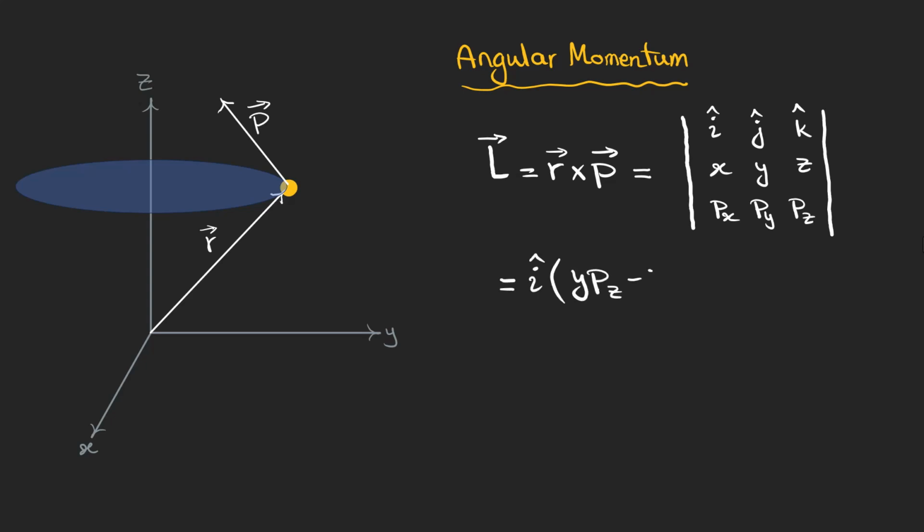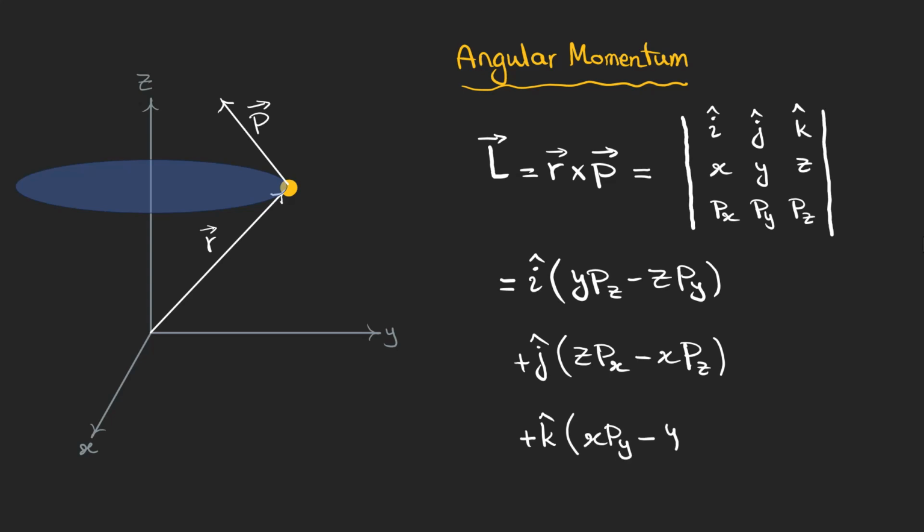The x component of the angular momentum is ypz minus zpy. The y component is zpx minus xpz. And finally, the z component would be xpy minus ypx.